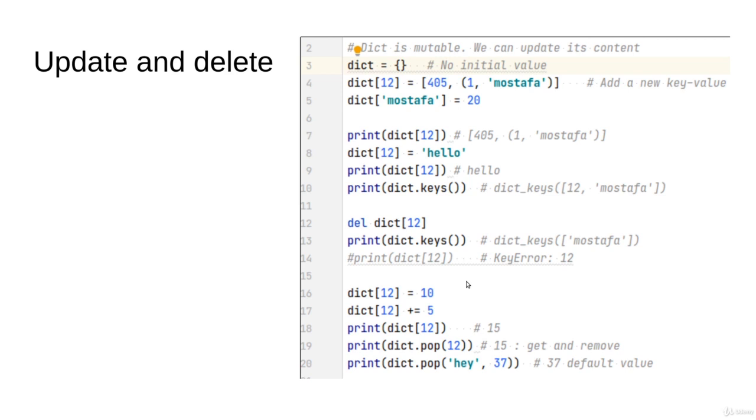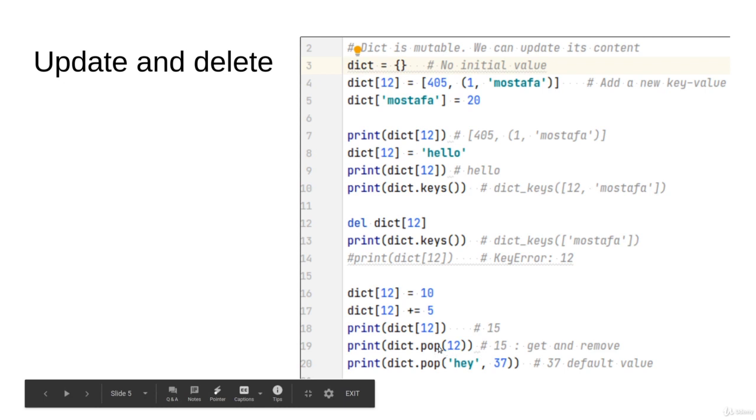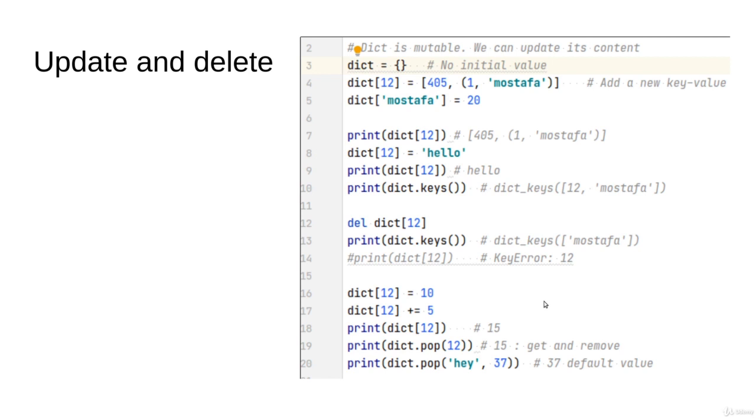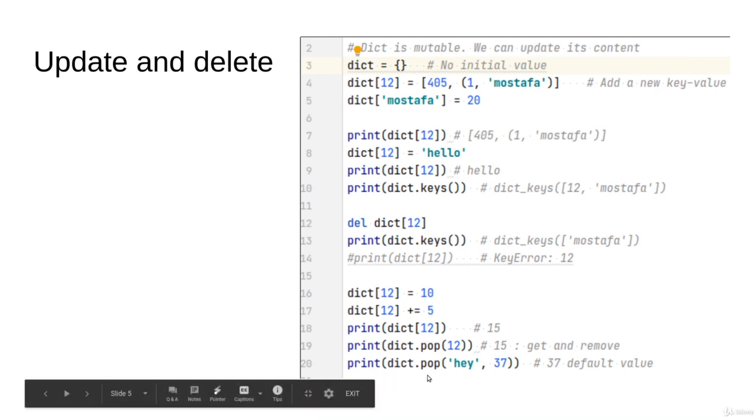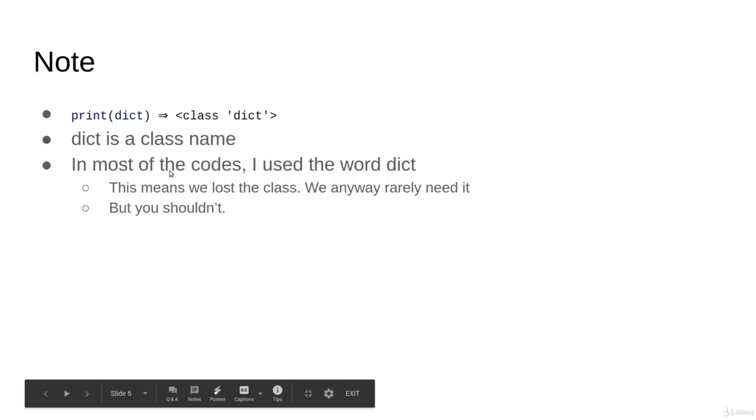So try to think of a dictionary as a very flexible list. You can also pop a value, so you can pop 12 with a value. Now, what if you would like to pop a value, but if the key doesn't exist, you return some default value? For example, here I'm saying pop hey. Observe that hey doesn't exist. So you're saying if hey doesn't exist, return 37. Otherwise, you will get an error that this key doesn't exist. So this is the point of providing a default value if the key doesn't exist.